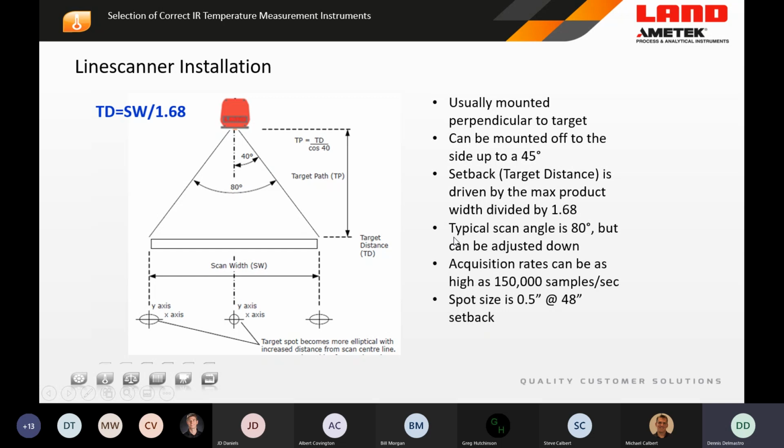So the acquisition rates, again, are very high. They actually can be up to 150,000 samples per second. The spot size is around a half inch at a 45-inch setback distance.